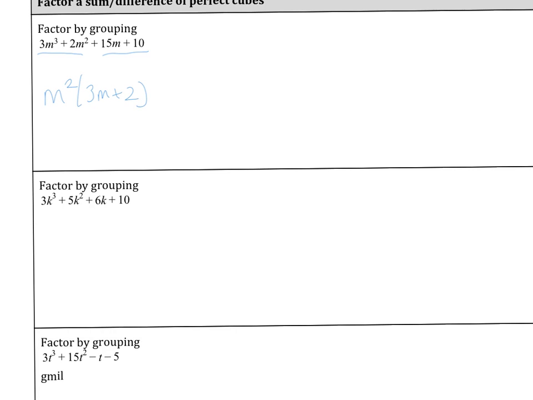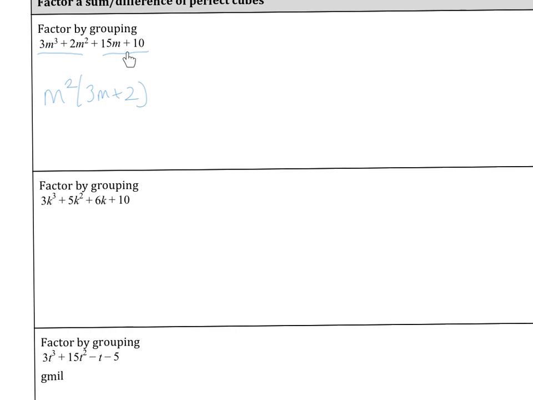Just to remind you, here I've used that reverse distributive property. I know I can pull an m squared out of both. What would have to go here if I wanted 3m cubed? Of course it's 3m, because m squared times 3m is 3m cubed. What would I have to put here to give me 2m squared? If there's an m squared out here, just a plain old 2. So I'm happy with that.